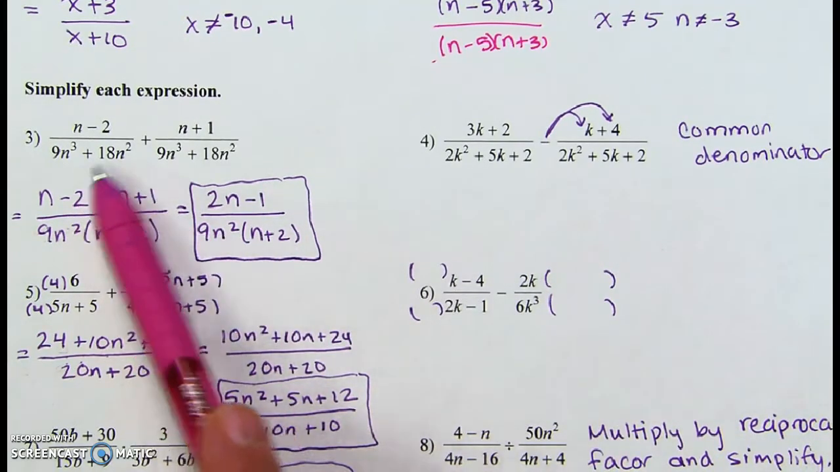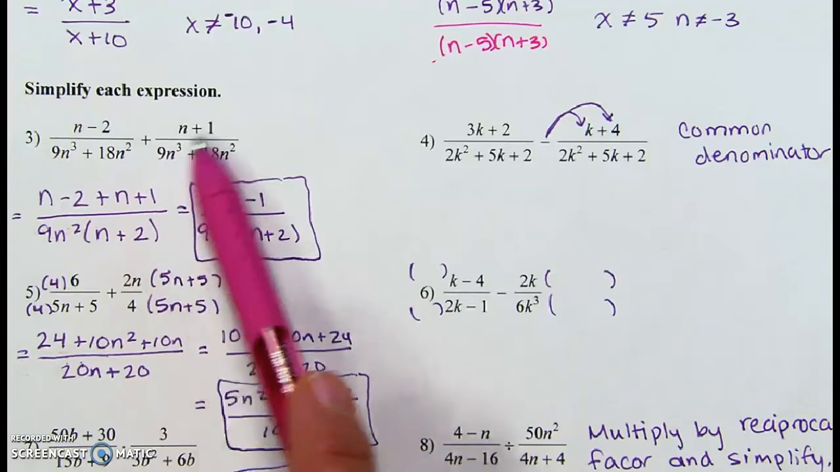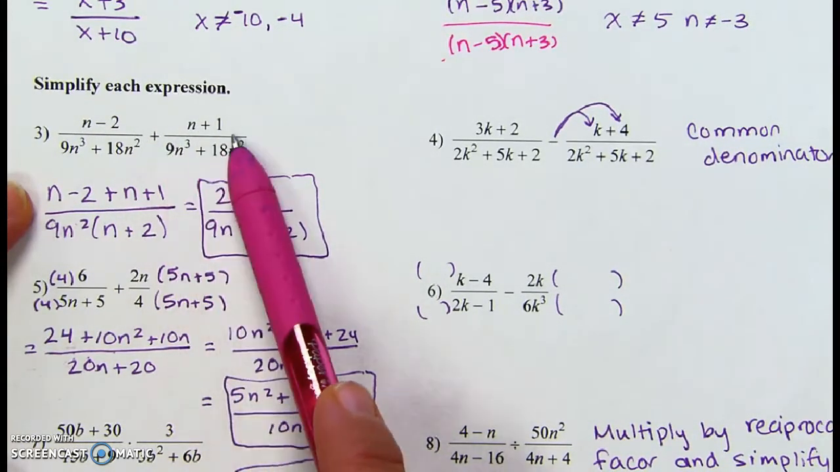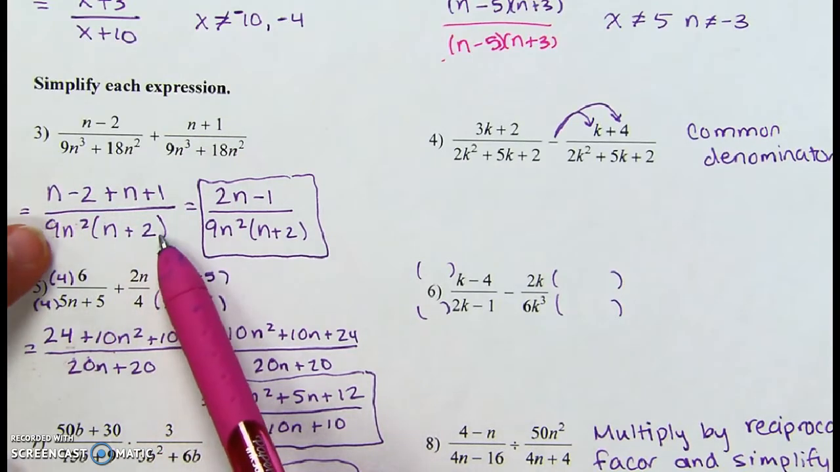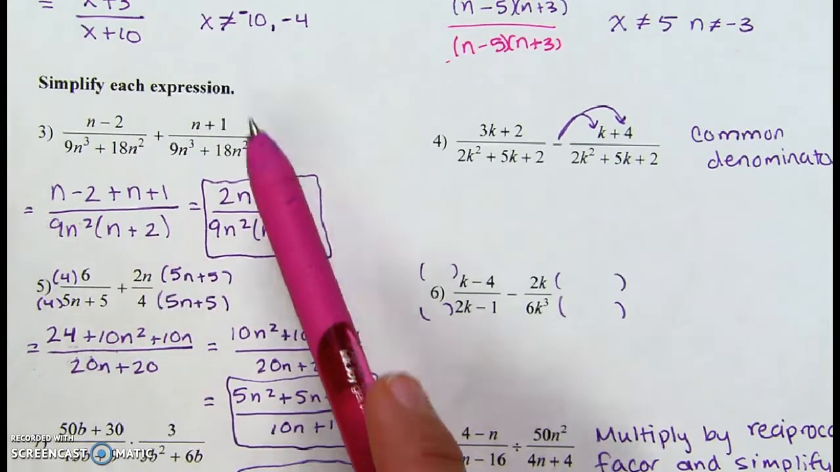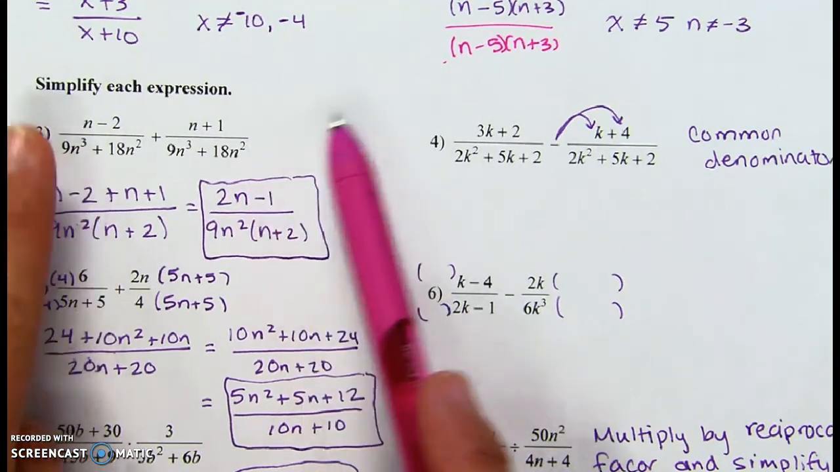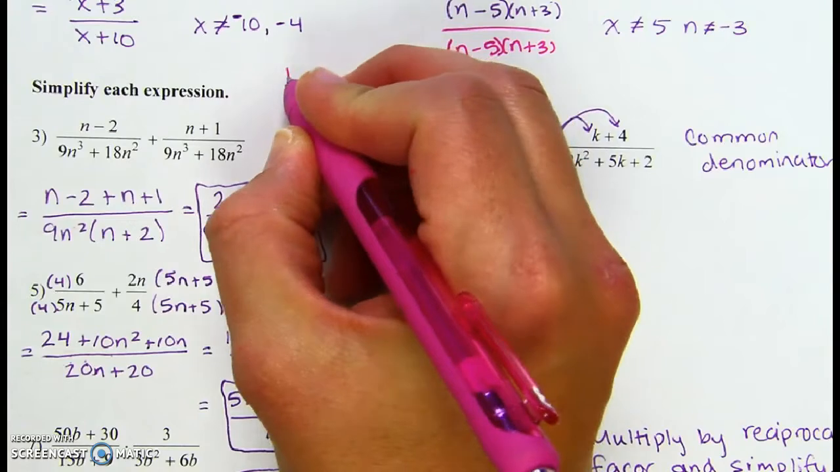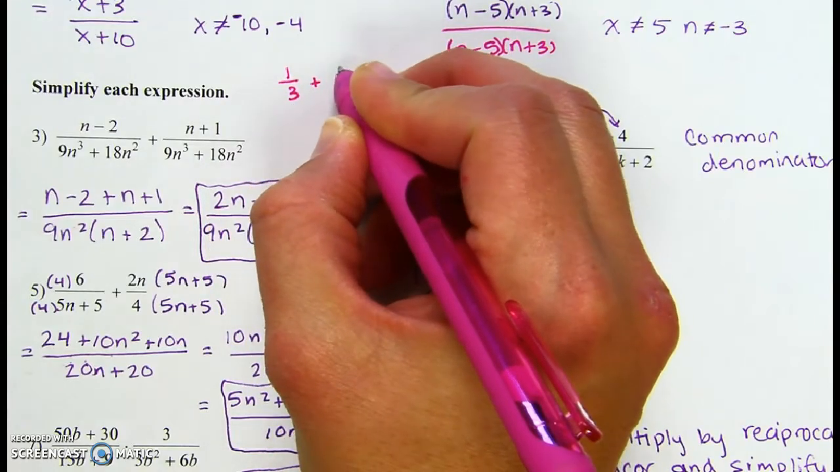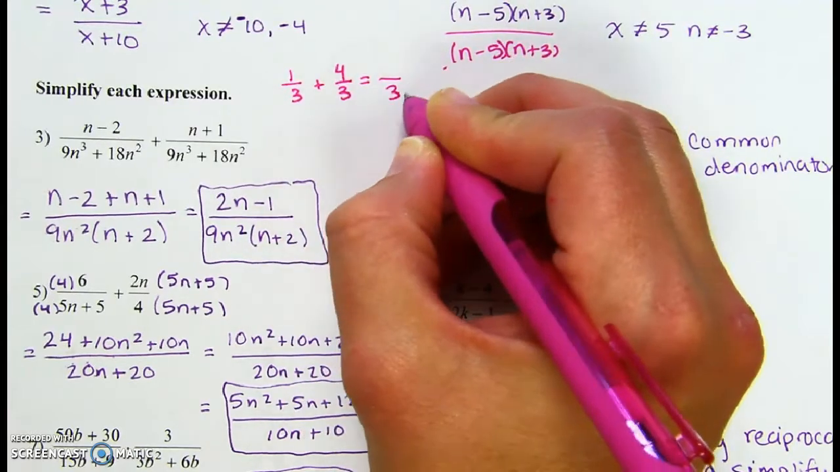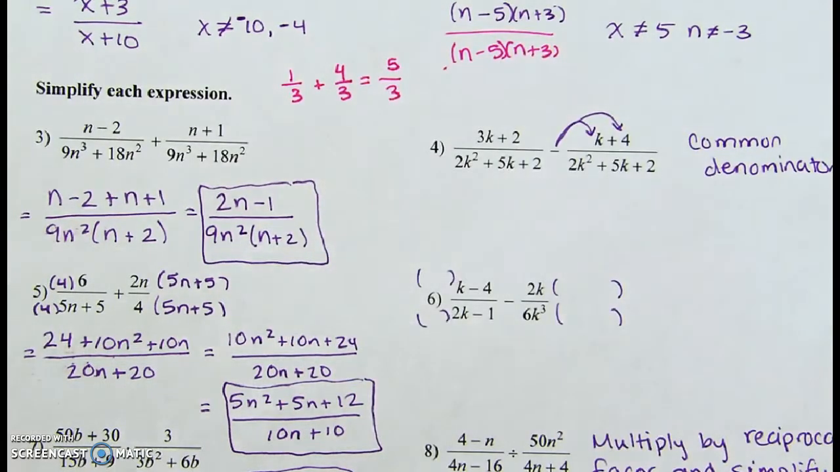Here we have a common denominator, which means we just combine like terms in the numerator. You see here n minus 2 plus n plus 1. I had students ask, but how come you only wrote the denominator once? The point of a common denominator is to take two fractions and do what? Make it into one fraction. Just like in middle school, if you had 1/3 plus 4/3, you would leave one denominator and add the numerators together, 5/3. Okay?